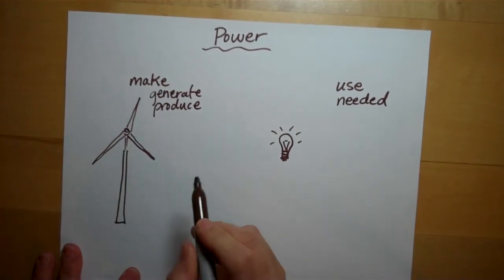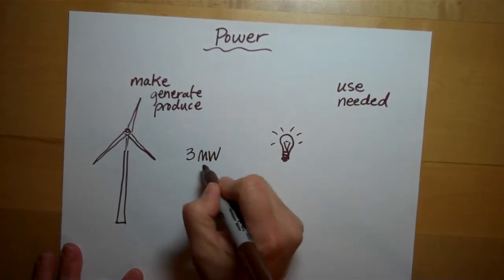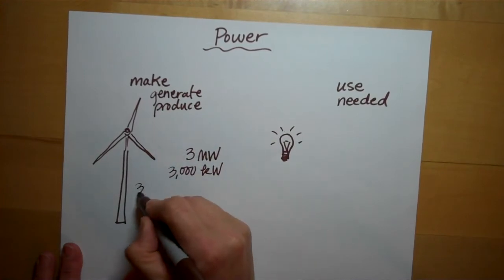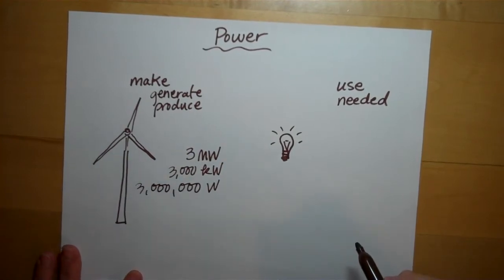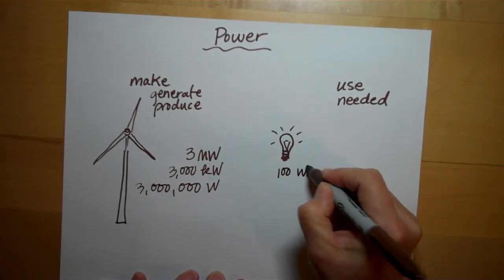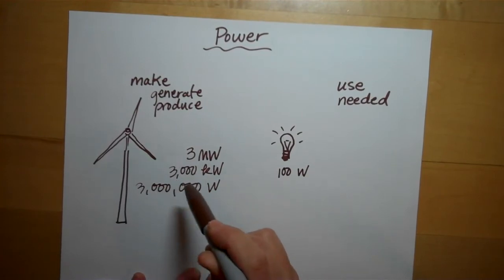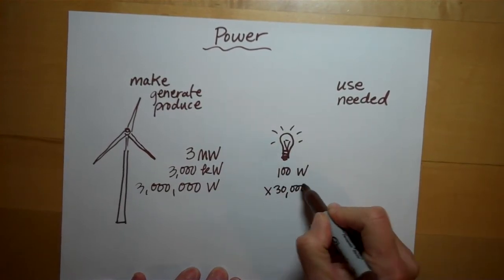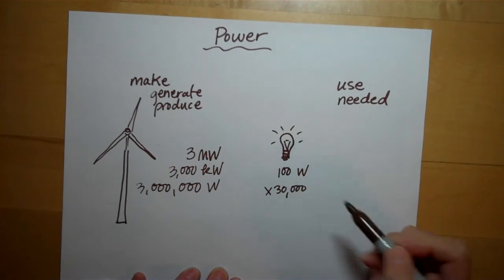So this is a big modern wind turbine. Maybe it can generate 3 megawatts of power, which would be 3,000 kilowatts of power. If we want to change that to just watts, that would be 3 million watts of power this turbine's capable of producing. And then our little light bulb needs or would use 100 watts of power. So say your town put up a wind turbine that could generate 3 million watts of power. If you look at this simple math, it's enough power to power 30,000 light bulbs.